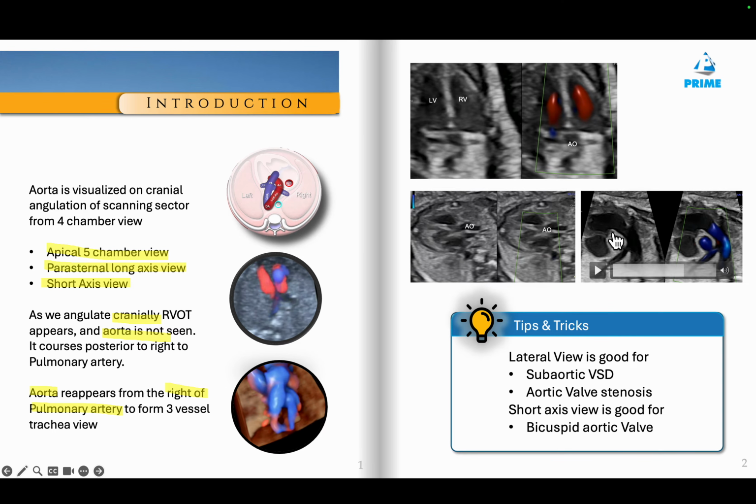Then this portion of the aorta where the VSD is seen, if it is seen close to the tricuspid valve, it is called a perimembranous VSD. If it is seen right here in the middle, then this is called an outflow VSD. If it is seen just below the pulmonary valve, it's called a subpulmonary or doubly committed VSD.